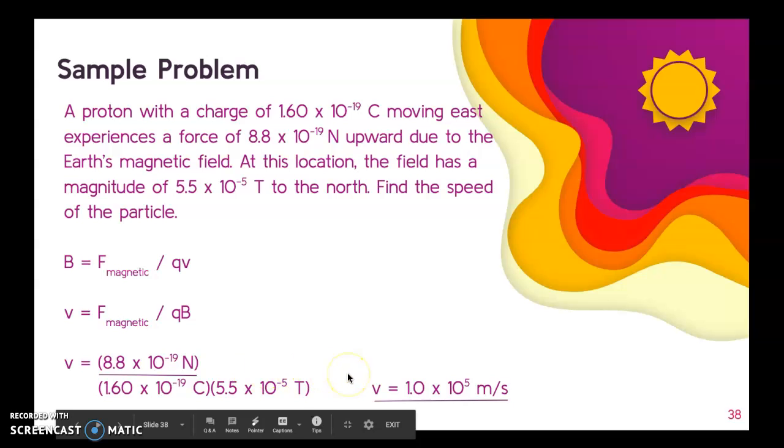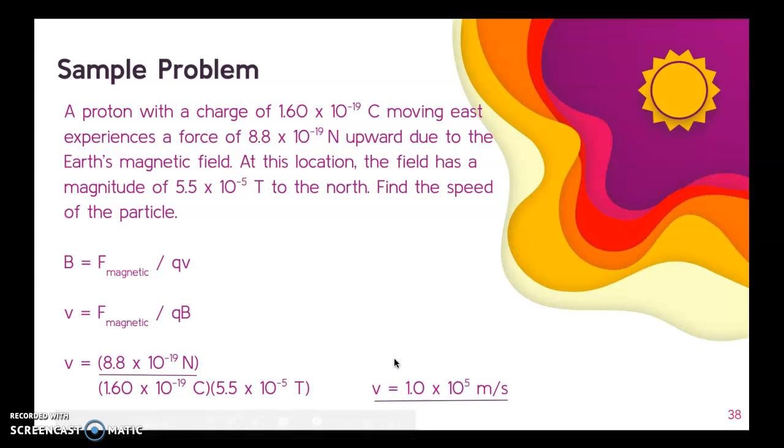And if I do that calculation, I get a velocity of 1 times 10 to the fifth meters per second, which is like 220,000 miles an hour. So this proton is cooking.